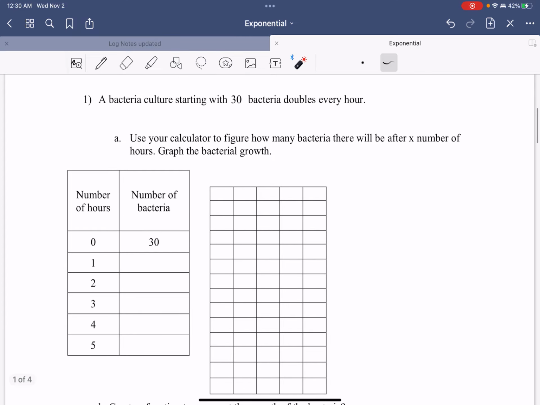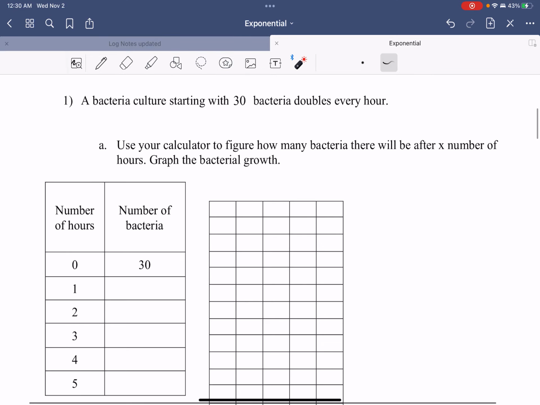You have a bacteria culture starting with 30 bacteria that doubles every hour. What I like to do first off is just underline and annotate the problem on what is important. So I see that it says it's starting with 30 bacteria. That will be my initial amount, which is the letter a. So a is 30. And then it says it's doubling every hour. So doubles would be the rate. And if it's doubling, we're going to be multiplying by 2.